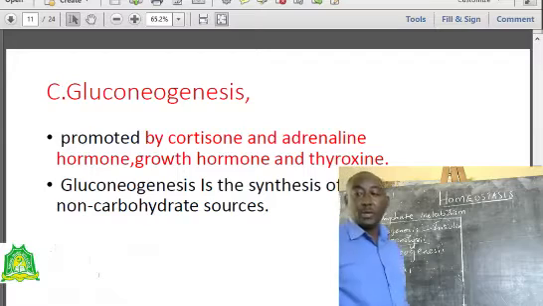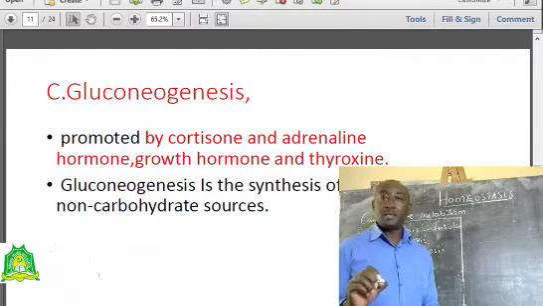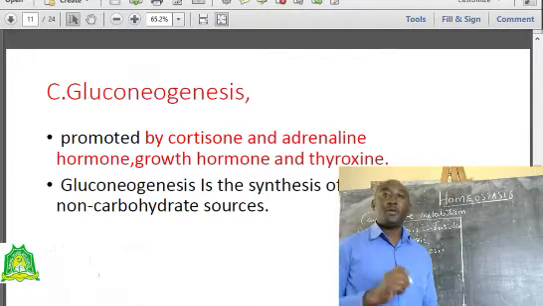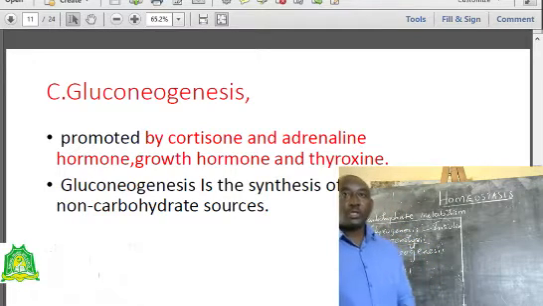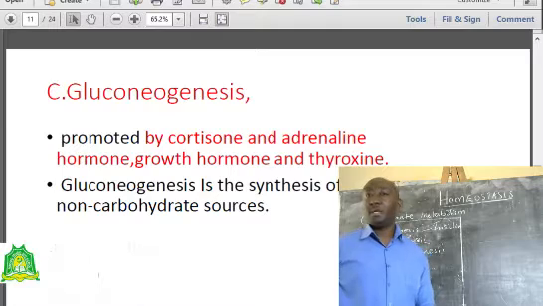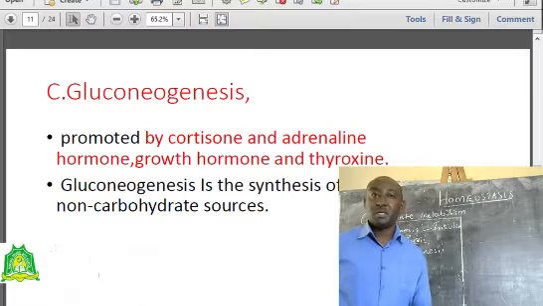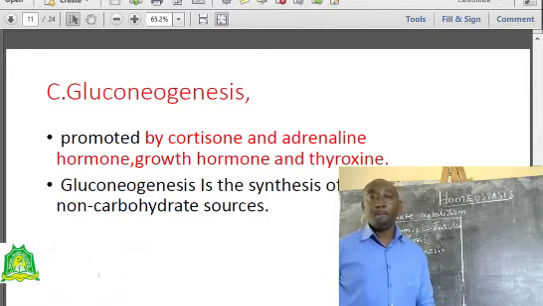Okay? And when does this gluconeogenesis occur? It occurs in the absence of glucose. There will be no free glucose in blood. There will also be no glycogen, the stored sugar in the cells. So it occurs, for example, when the body is starving, when the glucose source is not available, you have not eaten, or even when someone is fasting for long and does not take any meal.